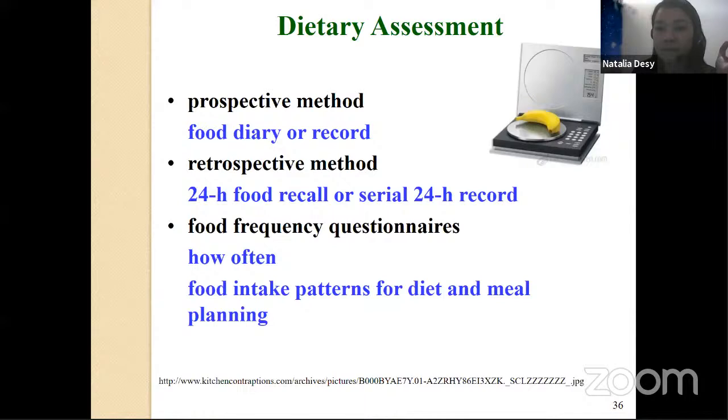Maybe food frequency questionnaires. Wow. What else? Are there any other answers?